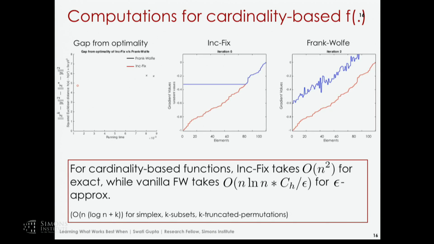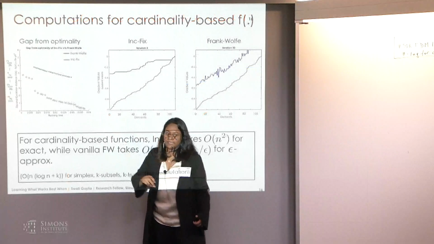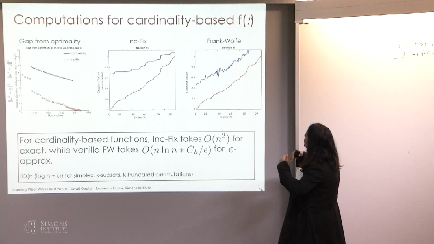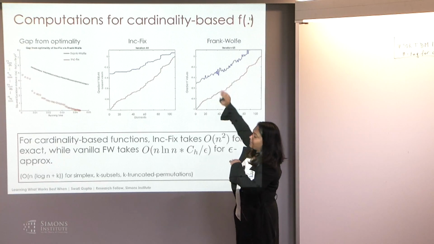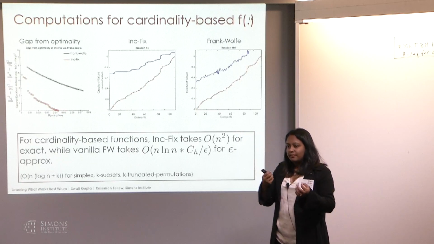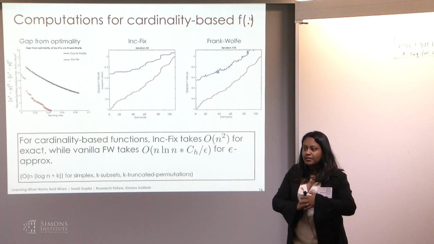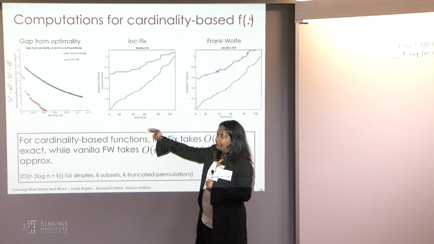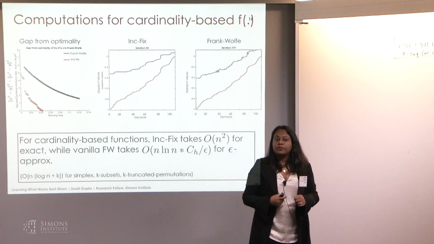And here you're going to see a gradient view. So you see how the gradients are increasing greedily, as I explained in the algorithm. And here you're going to see how the gap from optimality for IncFix is decreasing quite fast. And Frank-Wolfe is still trying to get approximate solutions, and it's getting better over time. Now, this happens for cardinality-based functions, for certain distributions, but it's interesting that IncFix, since it's an exact method, can do much better than Frank-Wolfe.